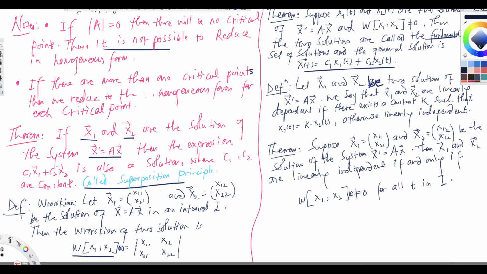Okay, guys? Alright, so these are very basic backgrounds before I jump into how to solve this system. In the next video I will show you how to solve the system of ODEs, linear homogeneous ODEs.